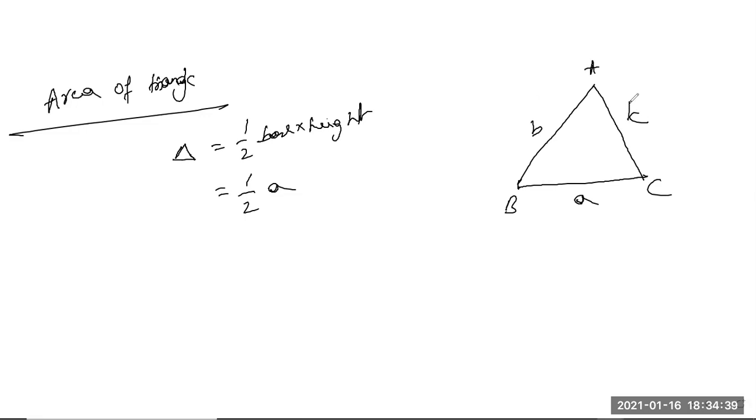Okay, this is B and this is C. Sorry, this is C. You need to draw some. Yeah, this is C and this is B. Suppose this is the perpendicular. Okay, you need to relate, and this is the perpendicular.